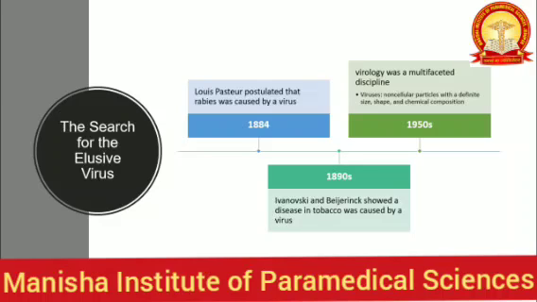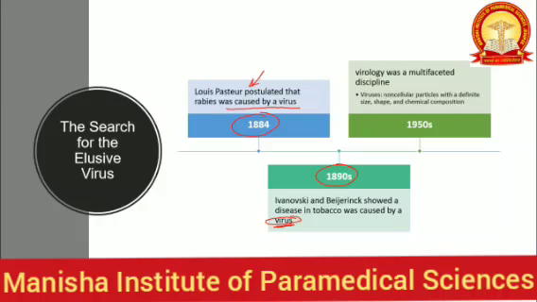Until 1884, when Louis Pasteur postulated that rabies was caused by something much smaller than bacteria, which has a different way of approaching and infecting organisms and hosts. So Louis Pasteur started that thinking, and then in the 1890s, Ivanovsky and Beijerinck showed that a disease in tobacco was caused by a virus. This is the tobacco mosaic virus, and the disease which is very common in tobacco is actually caused by a virus, which was funded by different industries. The work began in the 1890s. You can imagine, it's not that far away.